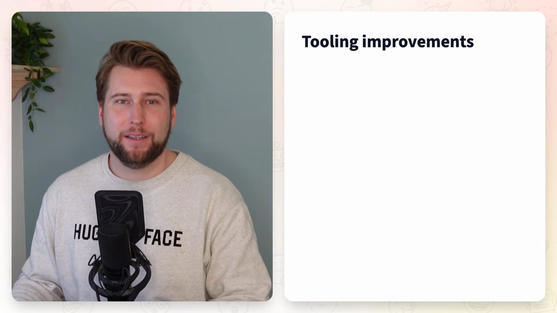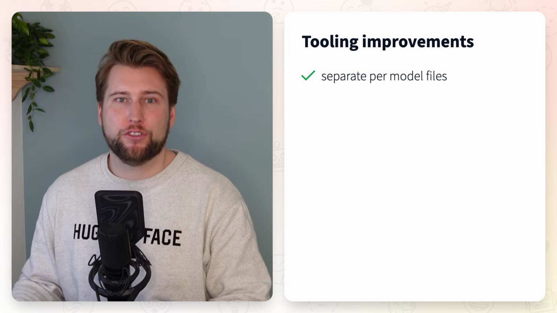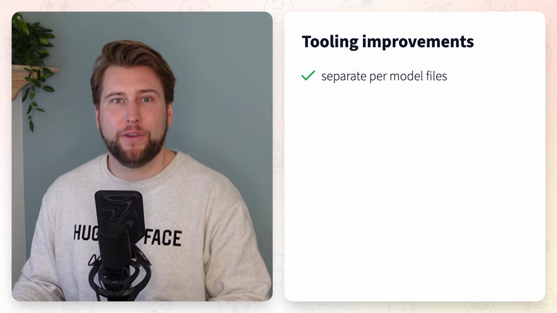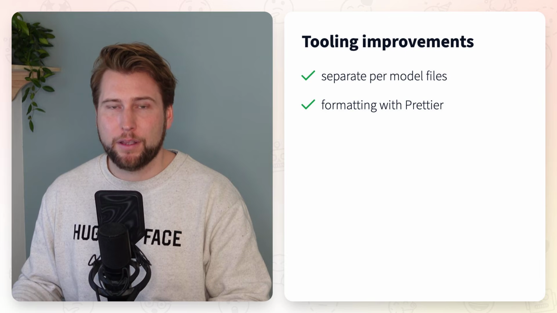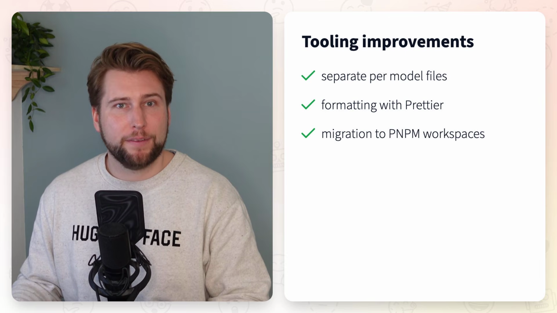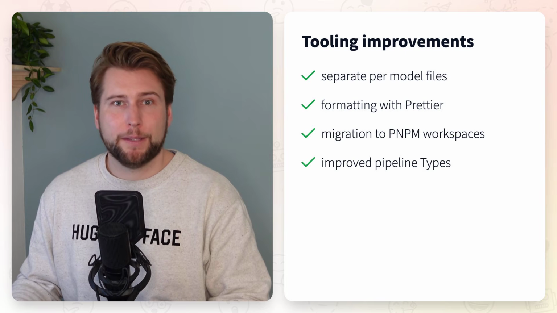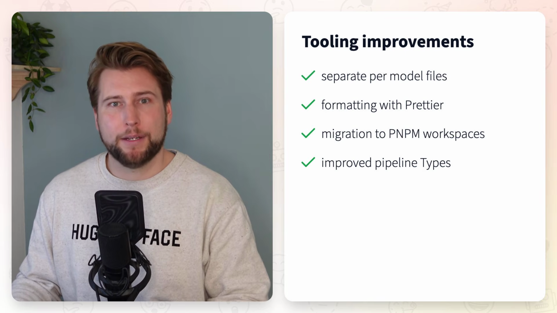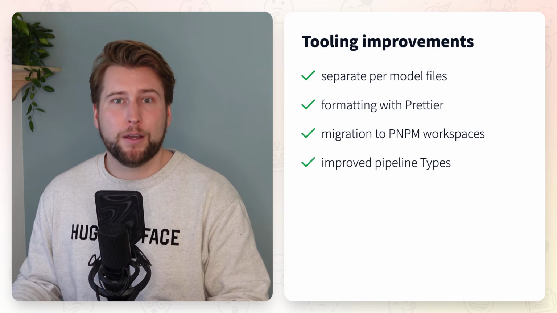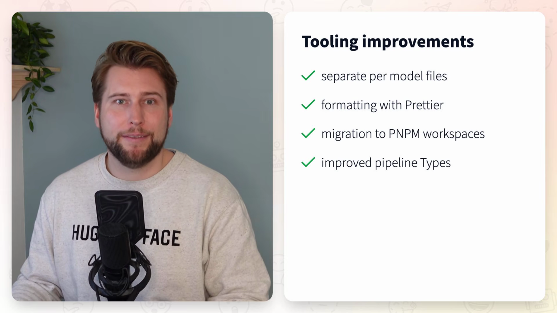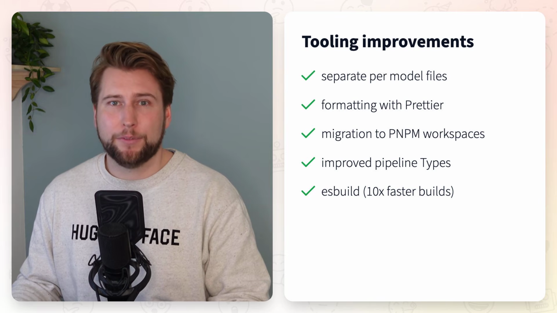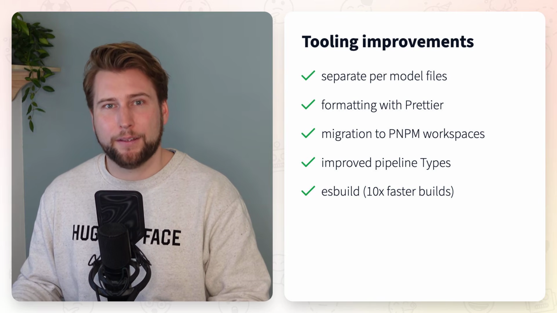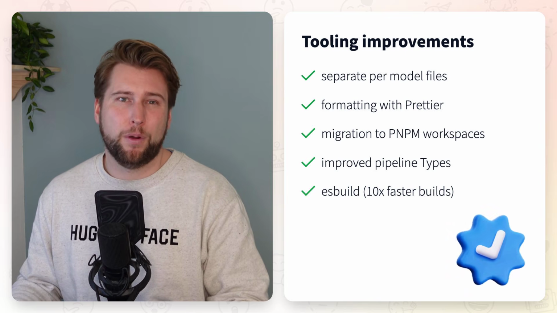Last but not least, here's a quick rundown of the tooling improvements. The entire codebase has been restructured, refactoring the monolithic models file into separate per-model files, project-wide formatting with Prettier, migration to PNPM workspaces. TypeScript users get improved types with dynamic pipeline output types, so TypeScript now knows the exact return type based on the task you're using, and a switch to ESBuild. Build times dropped from 2 seconds to 200 milliseconds, and file sizes are slightly smaller.